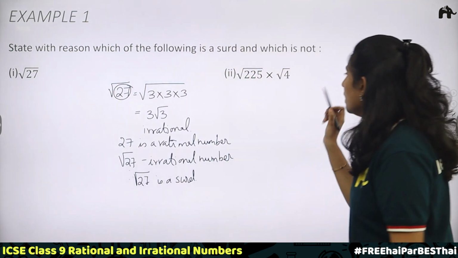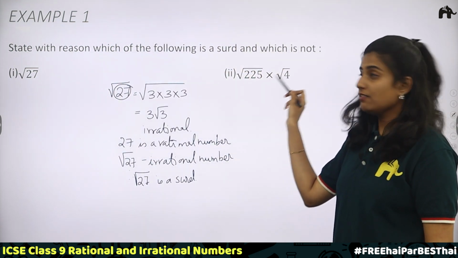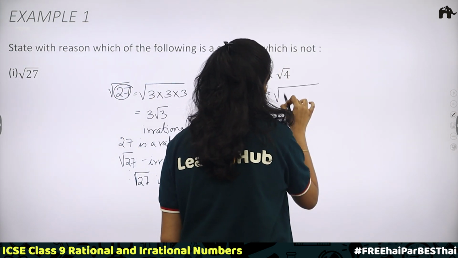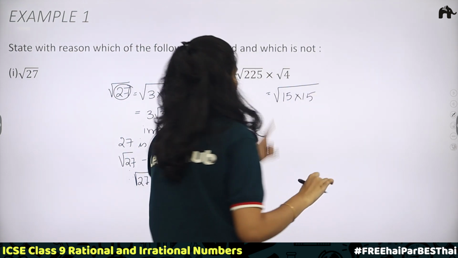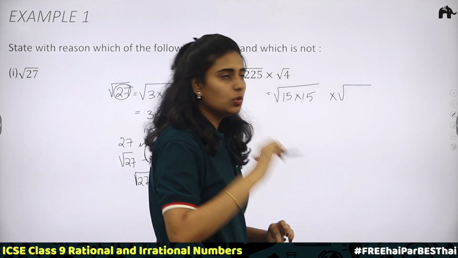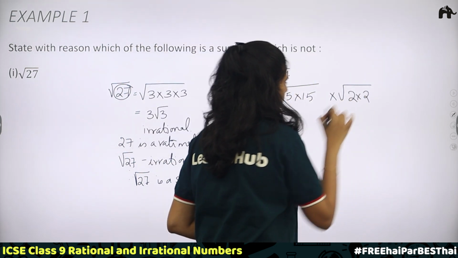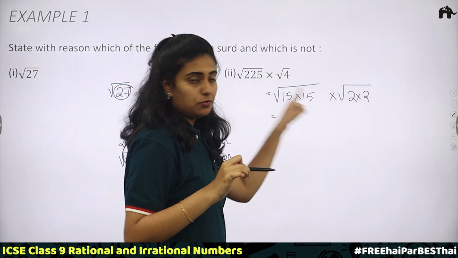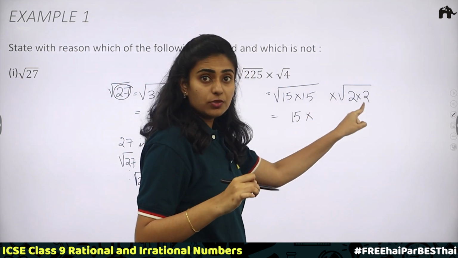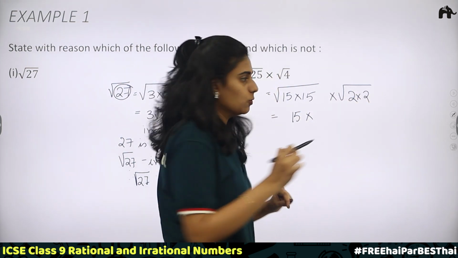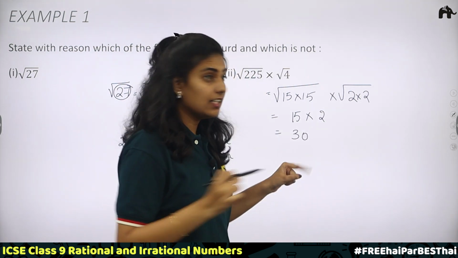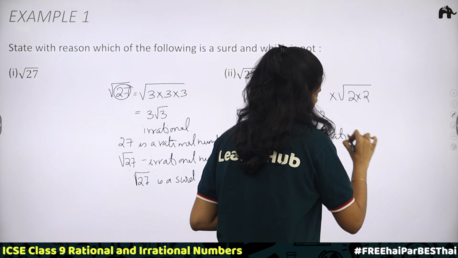So, next example, root of 225 into root of 4. Root 225 can be written as root of 15 into 15, which is 225, into root of 4. 4 is 2 into 2. Root of 15 square is 15, into root of 2 square, which is 2. 15 into 2, we get 30. Is 30 rational or irrational? 30 is a rational number.